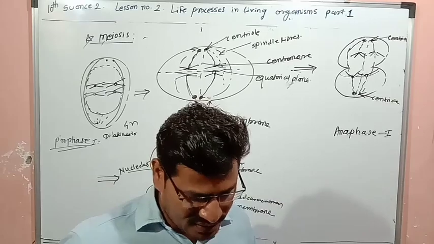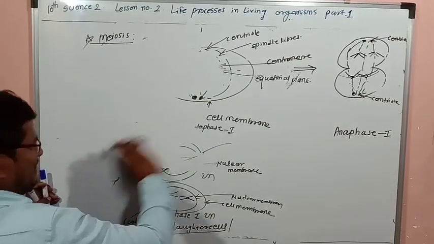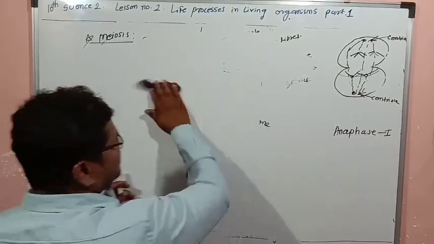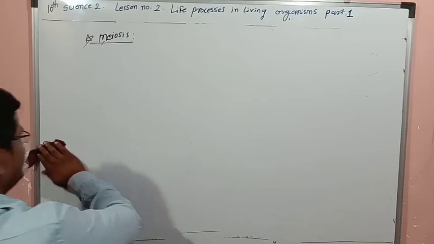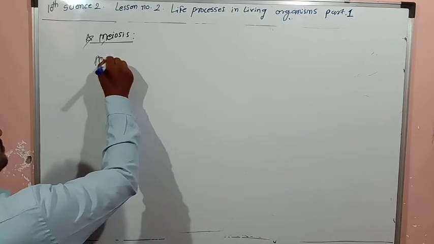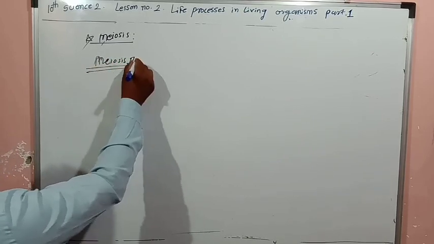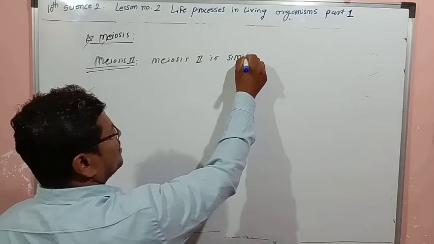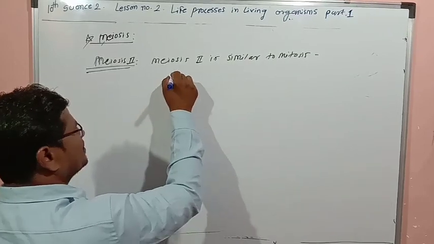Next part is there, meiosis second. Meiosis is easy. If you understand mitosis, then meiosis is so much easy. So next thing, meiosis second. We are learning meiosis. Meiosis first is over, now we are learning meiosis second. Meiosis second is similar to mitosis. That means which stages are there in the mitosis?